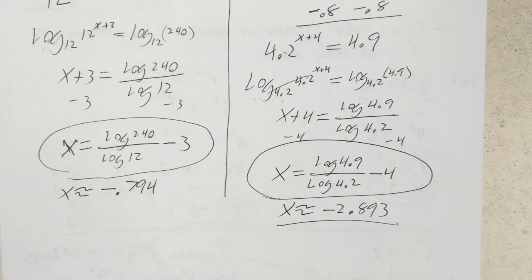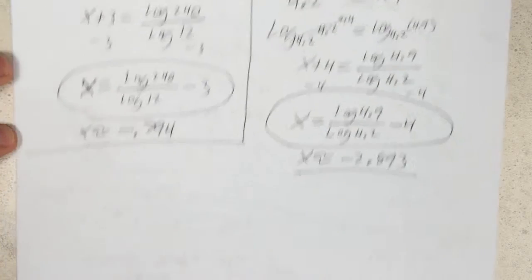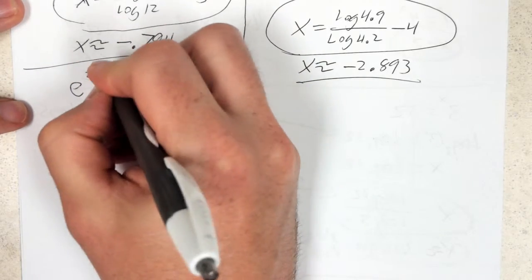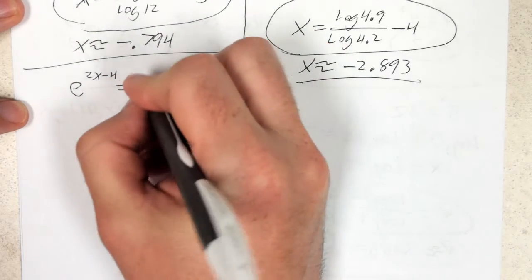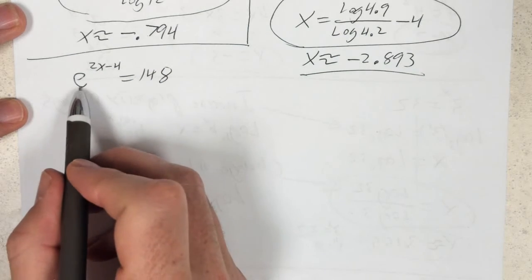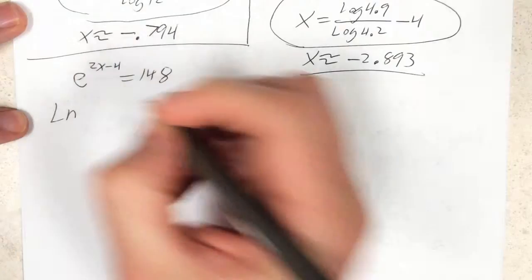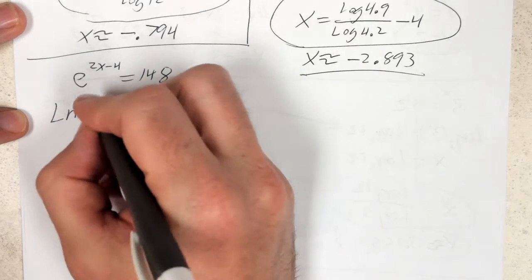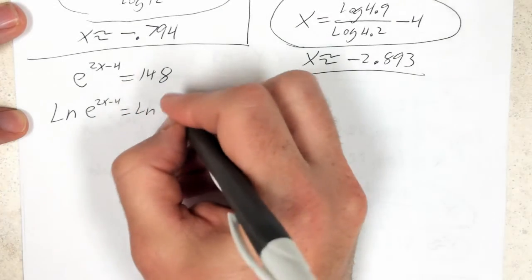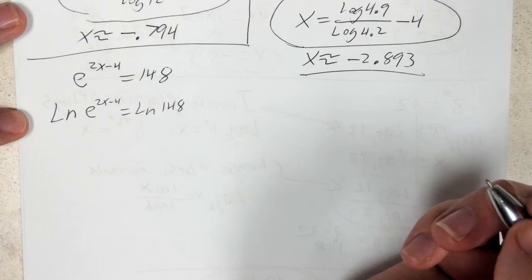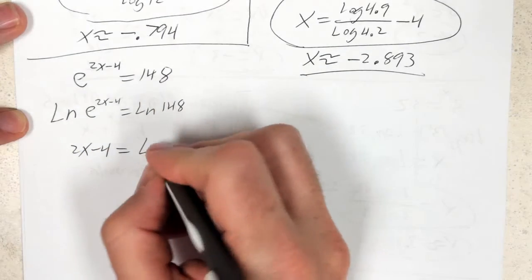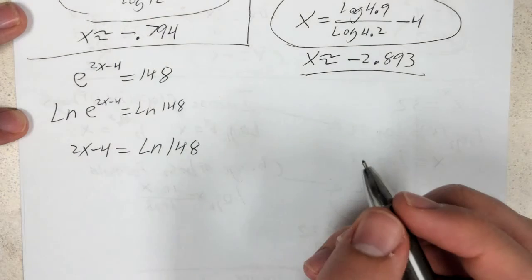Okay. Try one that involves natural log. They're not more complicated. They just look a little bit different. e to the 2x minus 4 is equal to 148. All right, well, we want to do the inverse of e, which is the natural log of e to the 2x minus 4 is equal to the natural log of 148. Those cancel. 2x minus 4 is equal to the natural log of 148.